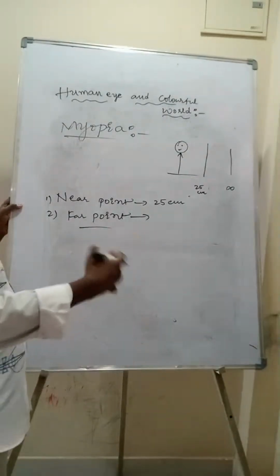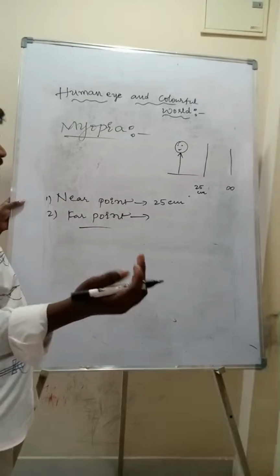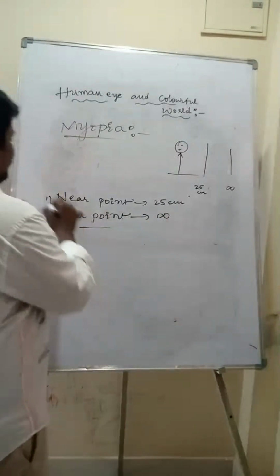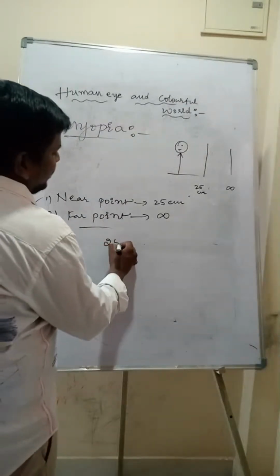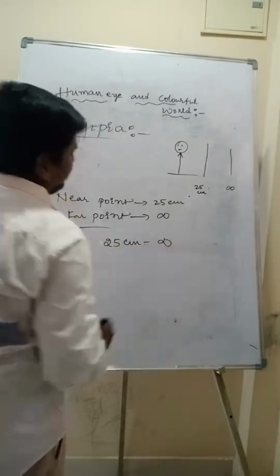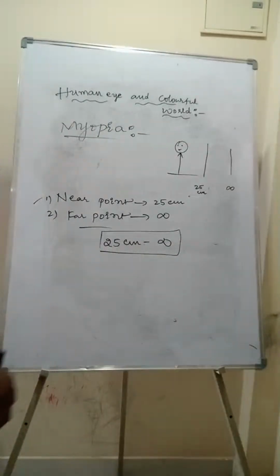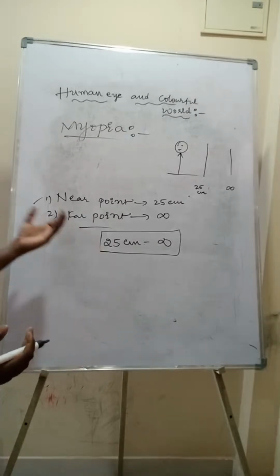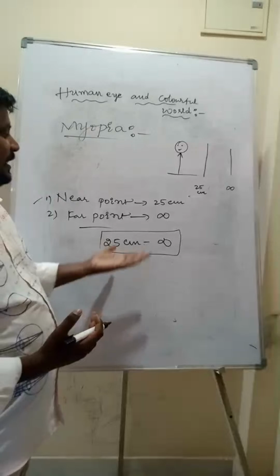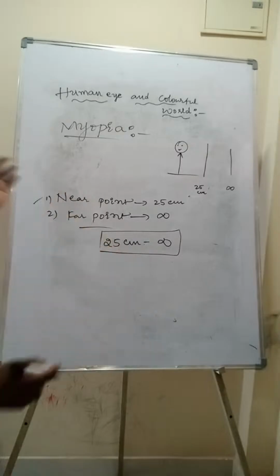The far point is the farthest point up to which the person can see clearly without any strain, that is infinity. So the near point is 25 centimeters, the far point is infinity. A normal healthy person can see from 25 centimeters up to infinity. This is called the range of vision. The least distance of distinct vision is the minimum distance up to which the person can see clearly without any strain.